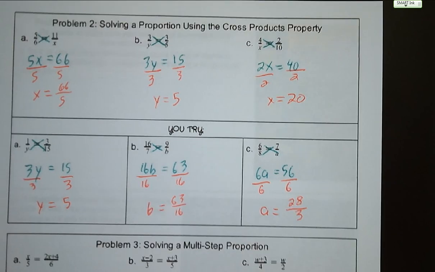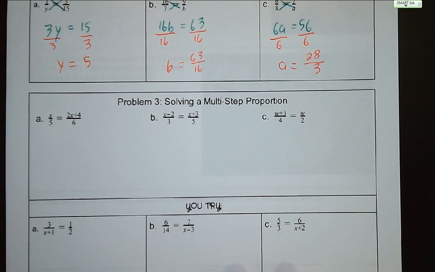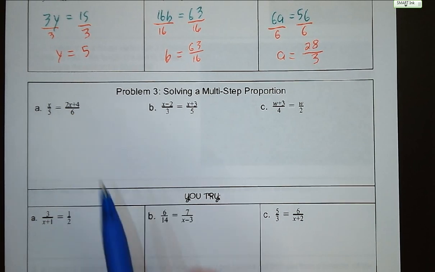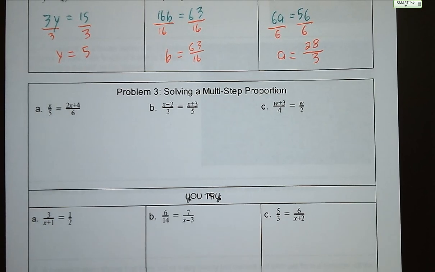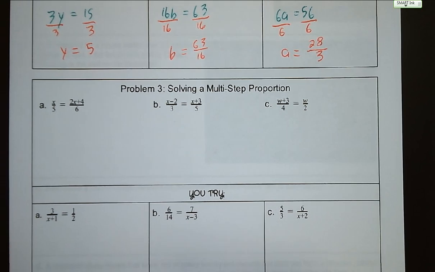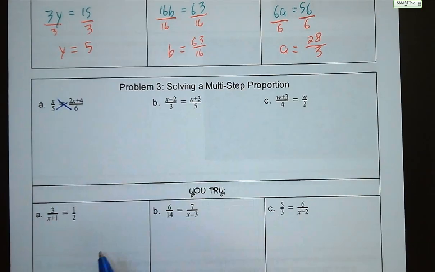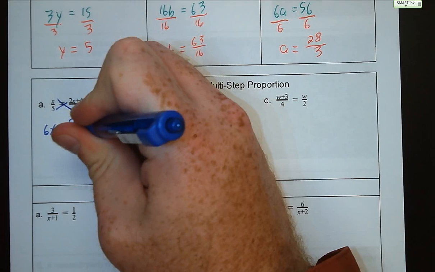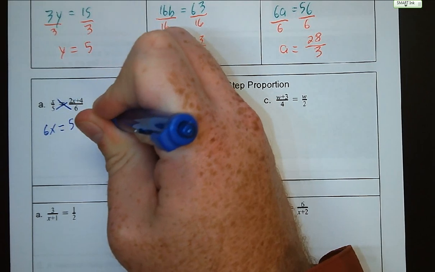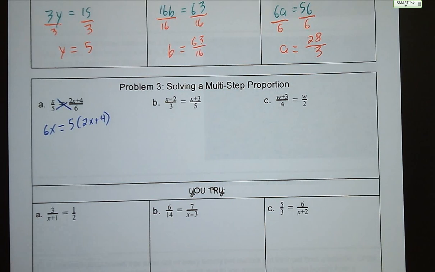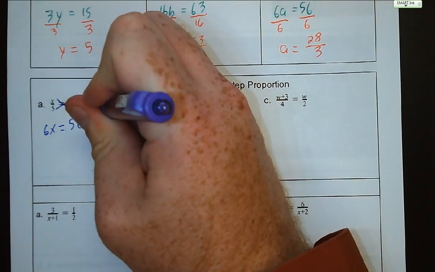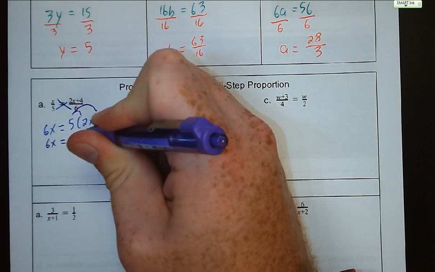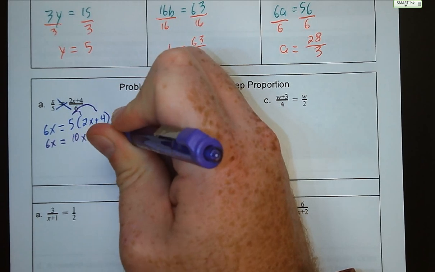Now I told you that another time we're going to use cross multiplication is when we have multi-step proportions. So our variable is either not all by itself or there's variables on both sides of the equal sign. So we're going to start by cross multiplying like we have. So we have 6x is equal to, and I'll just write it, 5 times the quantity 2x plus 4. So now I need to use the distributive property, 5 times 2x and 5 times 4. So we have 6x is equal to 10x plus 20.